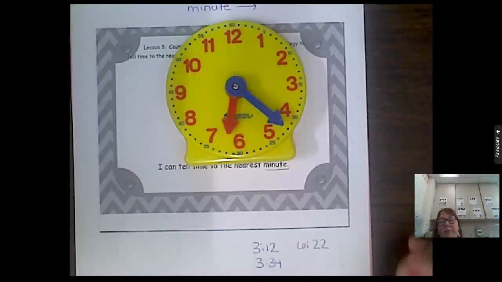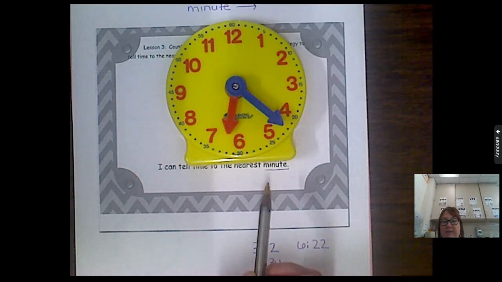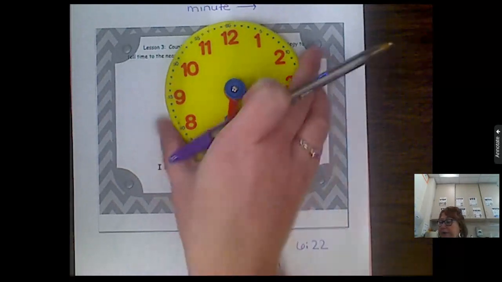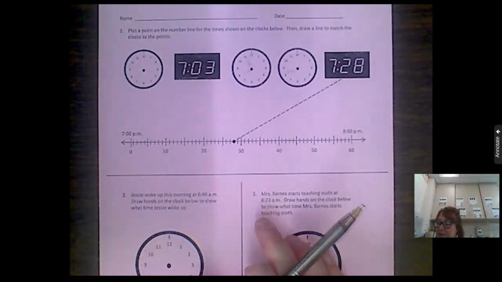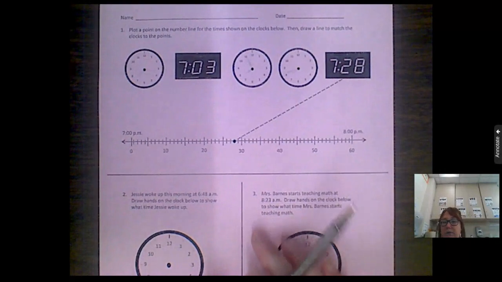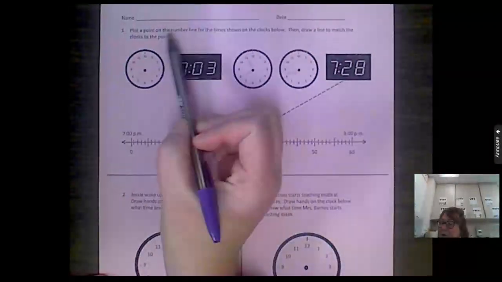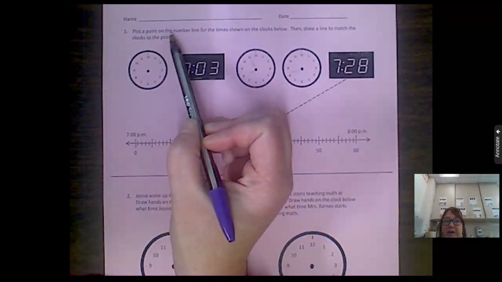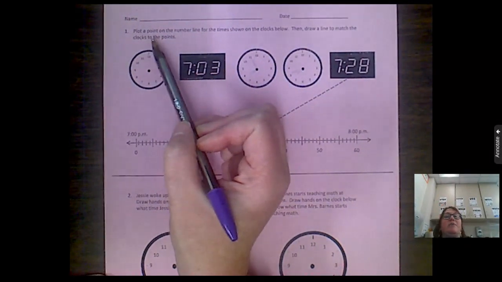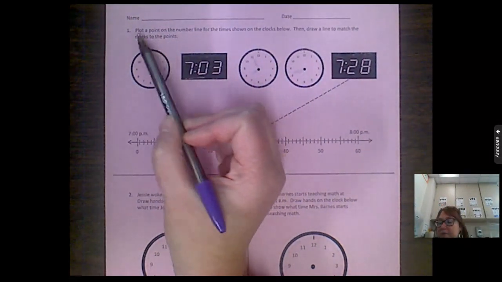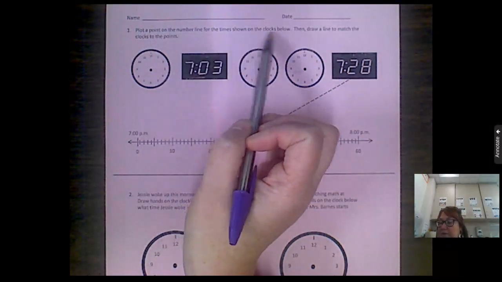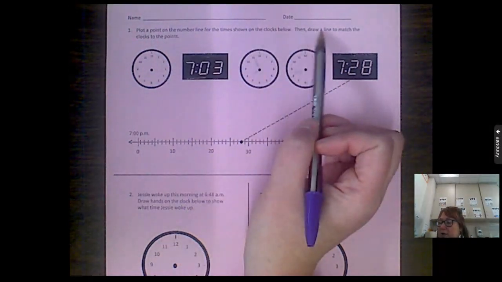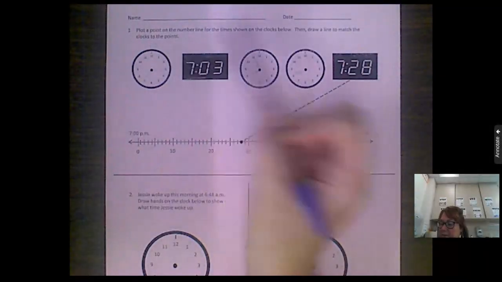So that is what we're going to practice today. Our I can statement is we're telling time to the nearest minute. Okay, so if you need to pause and grab your problem set, if you don't have it, and put your name and date on it, and let's get ready to roll. All right, so will you read number 1 with me? Put your finger, your pencil on plot a point, and read with me, please. Here we go. Plot a point on the number line for the time shown on the clocks below. Then draw a line to match the clocks to the points.